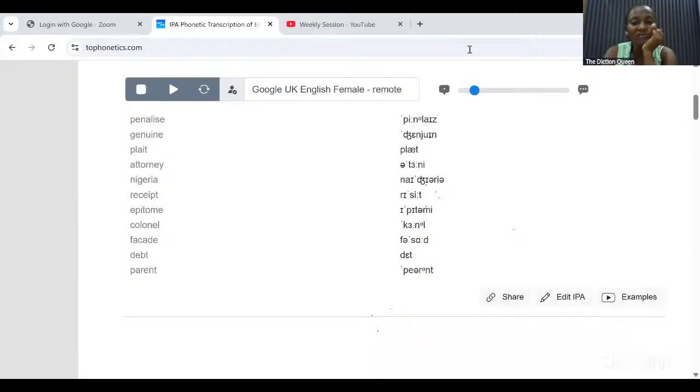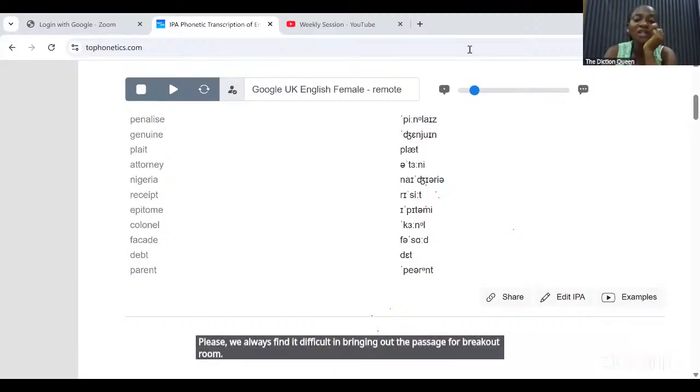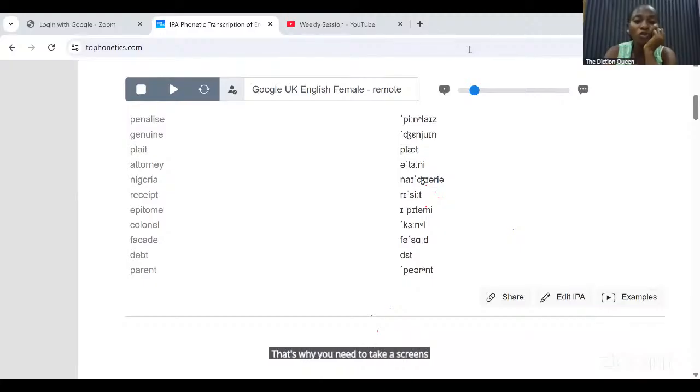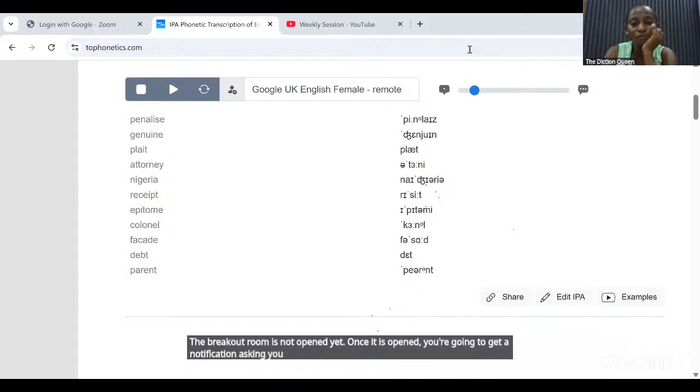Please, we always find it difficult in bringing out the passage for breakout room. That's why you need to take a screenshot, or you go to the group where I will send the pictures and you can read from there. You can't share screen in the breakout room. The breakout room is not opened yet. Once it is opened, you're going to get a notification asking you to join a room.